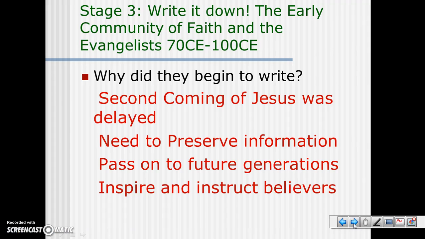The third stage is the written stage of development. They write it down. And the reason they do this is because the second coming of Jesus was delayed. They thought Jesus was returning quickly, and so they thought they needed to tell everyone as fast as possible. But now it's been a while, and our eyewitnesses are starting to die off, and they think, wow, we need to preserve this information so we can pass it on to future generations to inspire and instruct believers. So they start writing down, again, not everything, but the stuff that seemed most important to them in their time period.